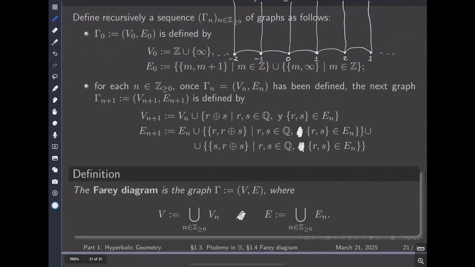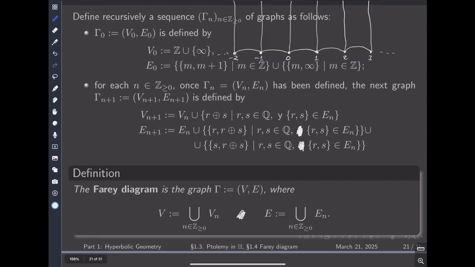And then the Farey diagram is just the limit of these graphs. So the vertices are all the vertices that I obtained along the way, all the rational numbers that I obtained along the way, and all the edges that I drew along the way.